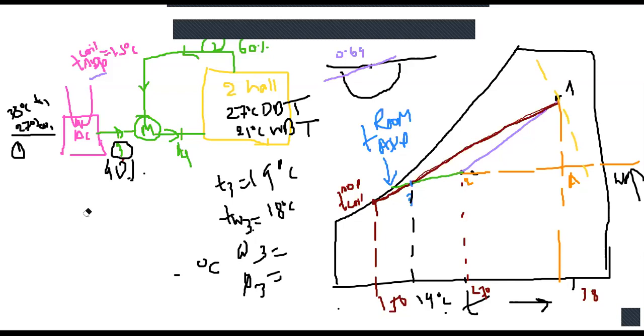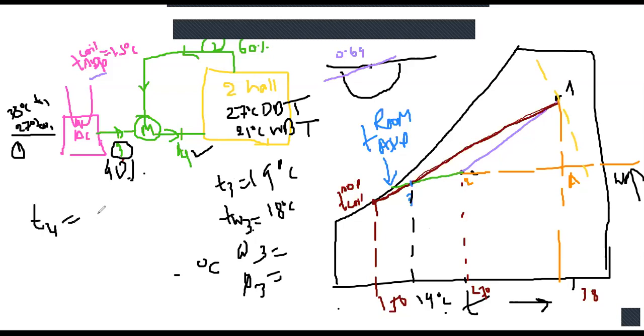Point 2. Condition of air entering the room, that is point 4. Point 4 is the supply point. How do we get point 4?